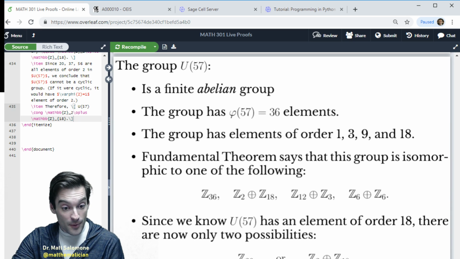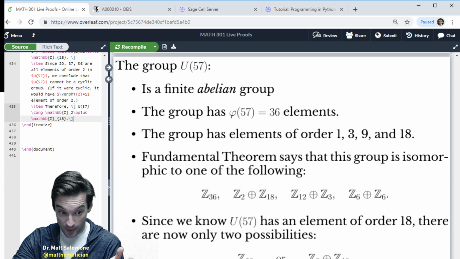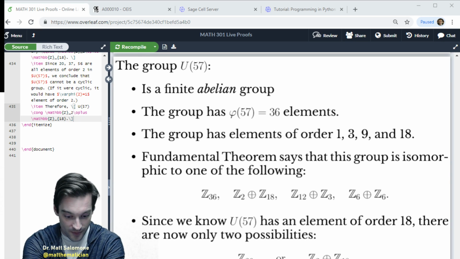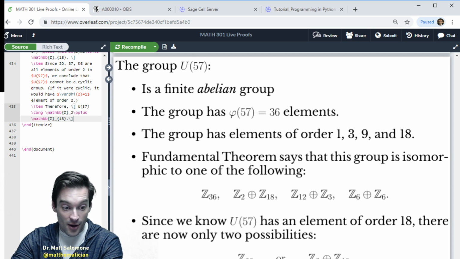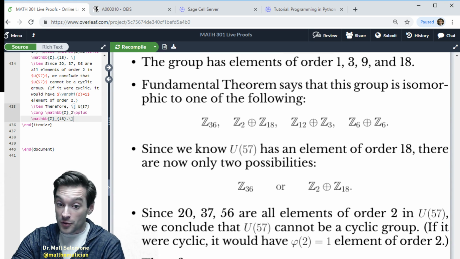And then, if we were to directly compute that there was more than one element of order 2 in this group, and we could do that by finding, for example, that 20 squared, that's 400, which is 1 mod 57. And then 56 squared is 3136, but that's also equal to 1 mod 57. That it had more than one. This group had more than one element of order 2.